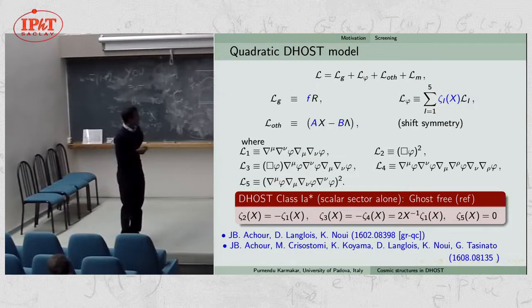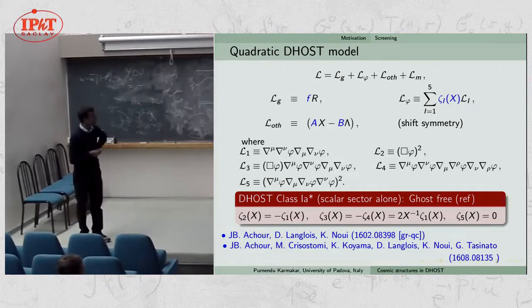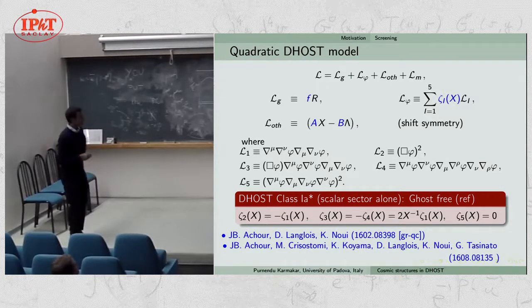And here the free functions are those in blue, f, a, b, and zeta 1 depending on X, where we are just considering shift symmetry. Now when I say quadratic, it means quadratic contraction of covariant derivatives. We can also add the cubic order and put the constraint. Under this constraint, this theory will be ghost free, so it will not give any higher order derivative. It was proposed by Langlois and Noui, and has been studied in more detail in the following papers.